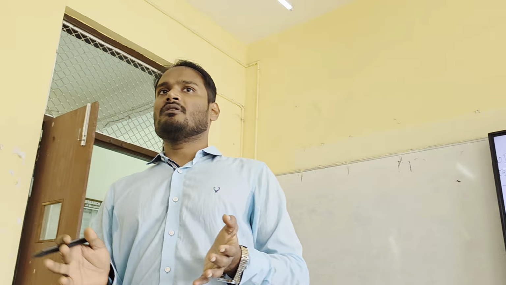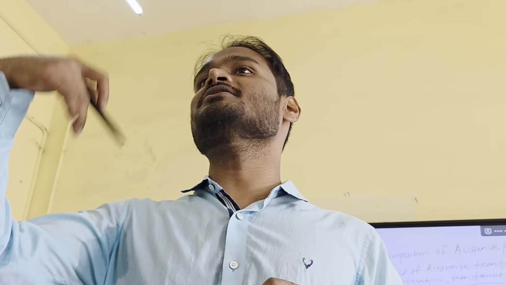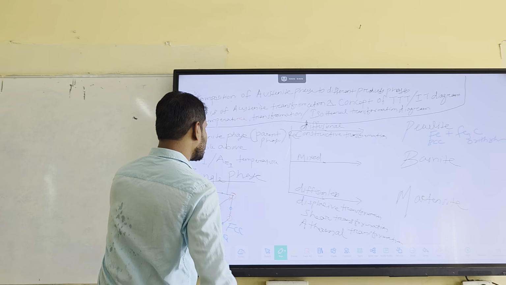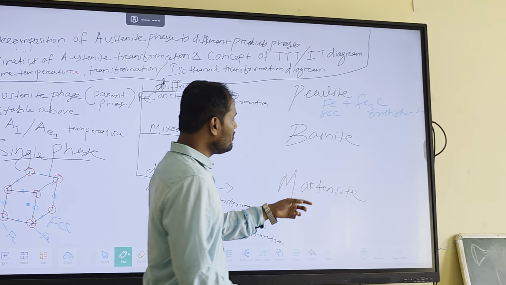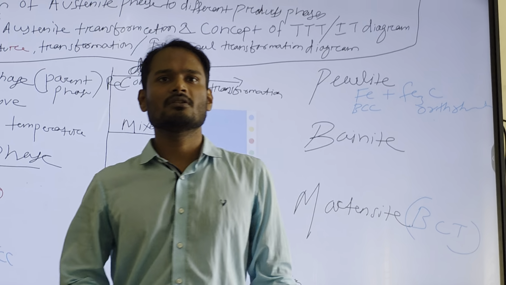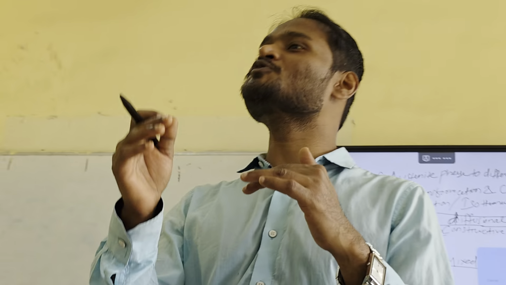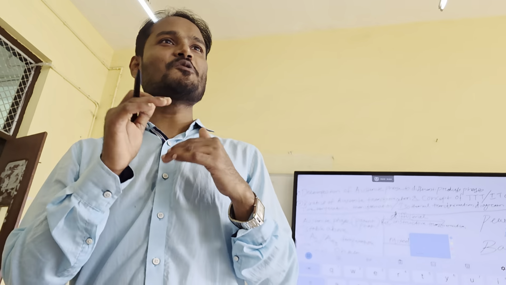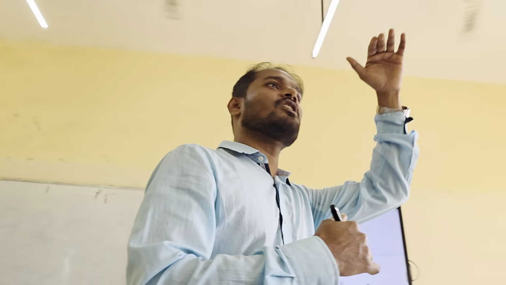There will be a shear. There will be no diffusion. Neither the iron atom will diffuse, nor the carbon atom. But what will change? The crystal structure will change. The initial crystal structure is FCC, but it will become BCT, body-centered tetragonal. Body-centered tetragonal is close to BCC actually, close to BCC, but the C axis is longer.